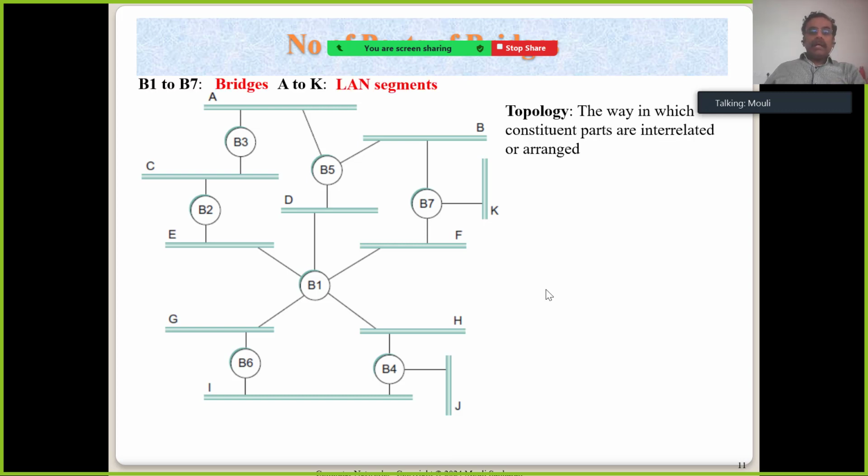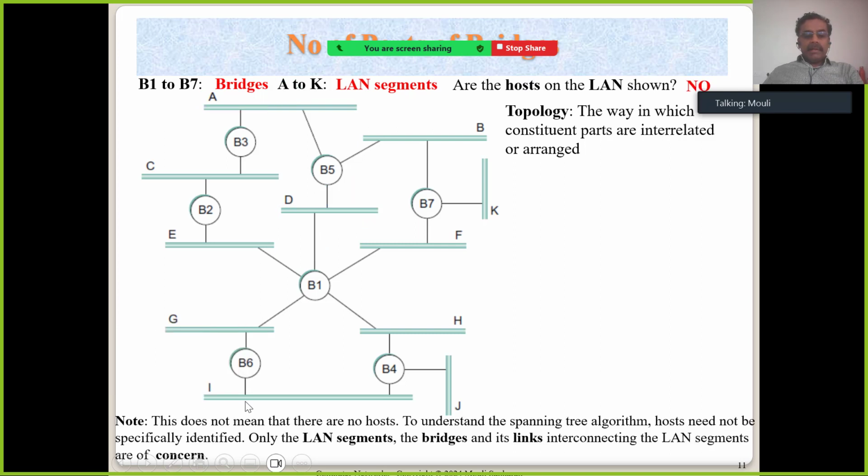Now B1 to B7 are the bridges, and A to K are LAN segments. I hope the picture is very clear. When I form a bridge tree, you may get confused about which is what, but right now you will be clear that each one of them is a LAN segment, and all the bridges are listening. Whatever traffic is happening here, both of them are listening, B1 and B5. Similarly, this one is listening on both the LANs. That is what I mean by connected to the LAN segment. So this is very clear.